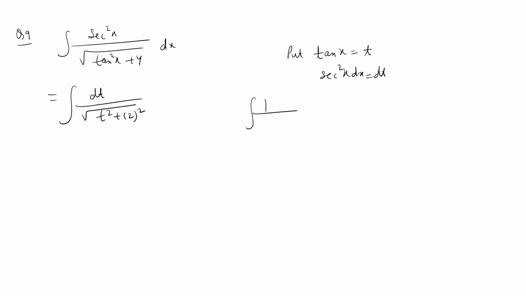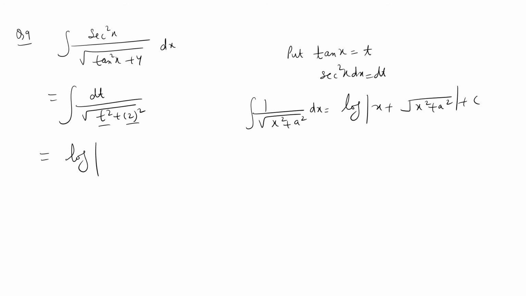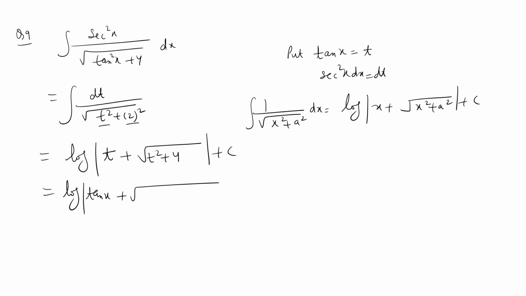So this is of the form of integral dx upon under root x square plus a square. The formula is log mod x plus root x square plus a square plus c. So this becomes log of t, in place of x it is t, plus root t square plus a square, which is 4, plus c. Let us resubstitute back. The value of t is tan x, so the answer is log of tan x plus root tan square x plus 4, plus c.